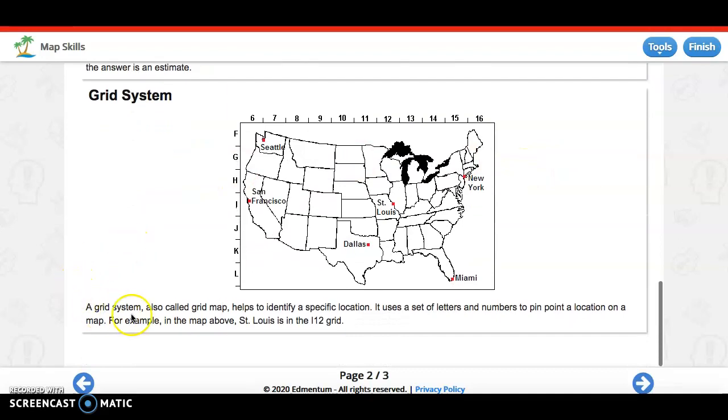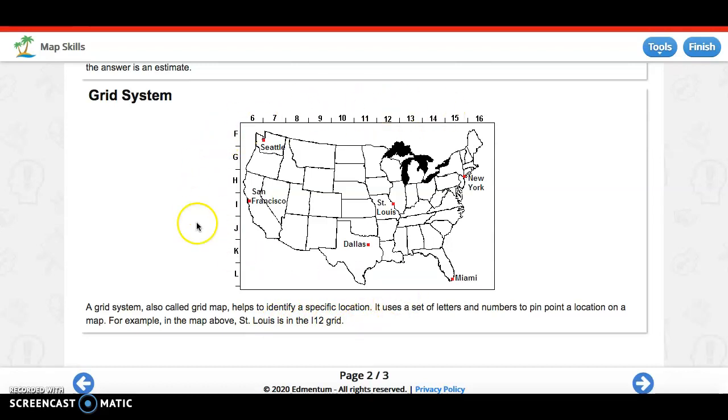Grid systems. A grid system, also called grid map, helps to identify a specific location. It uses a set of letters and numbers to pinpoint a location on a map. For example, in the map above, St. Louis is in the I-12 grid. This is kind of tricky.